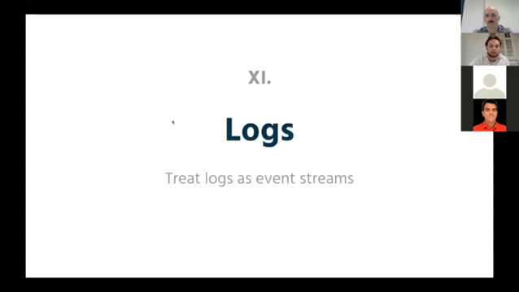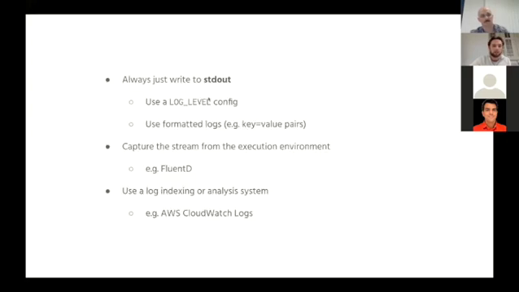The 11th principle is logs. Just treat them like event streams. So, a 12-factor app should never concern itself with routing or storage of its output stream. So don't manage rotating log files or writing to some other system via an API. Instead, just dump to stdout. And you can use a log level config value to control the verbosity of your output. So we'll use debug in staging and info in production, for example.